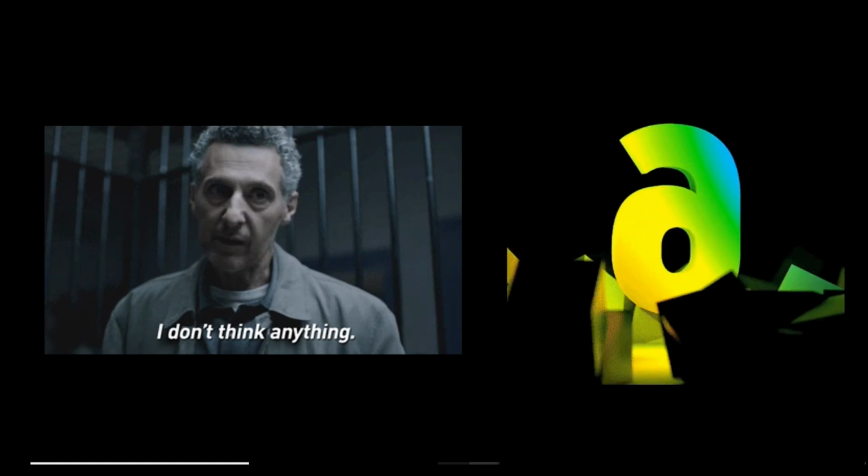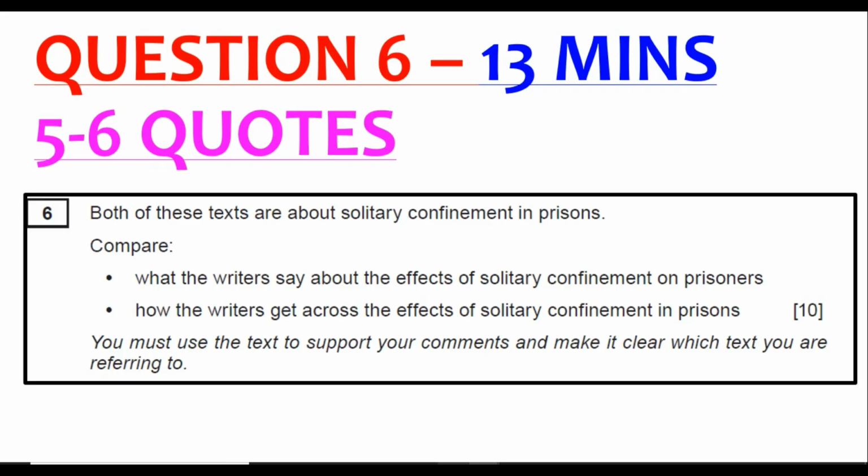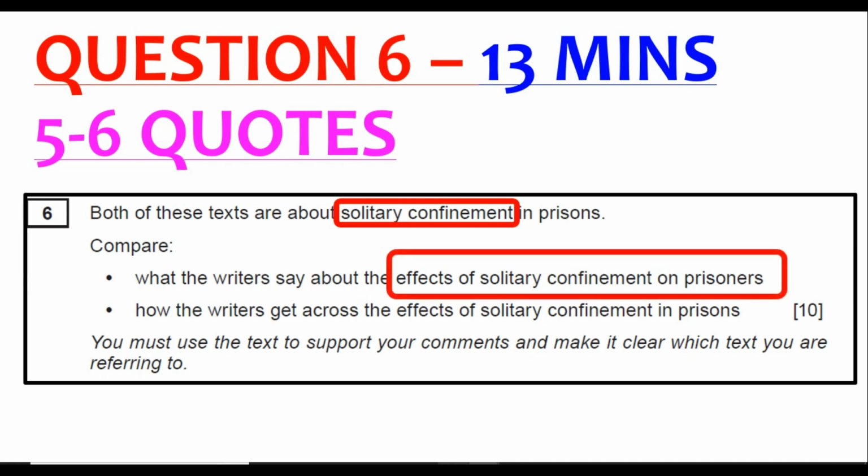Okay, the last question in the exam is question 6. Again, you are looking at both texts, and it's worth 13 minutes, and try to do 5 to 6 quotes. It's worth 10 marks. Both of these texts are about solitary confinement in prison. You need to talk about just the solitary confinement. You're not talking about anything else. You're just talking about solitary confinement, and the effects of solitary confinement.